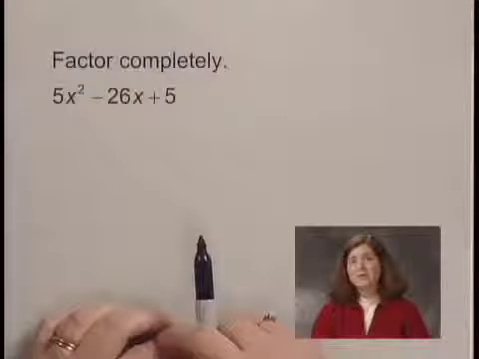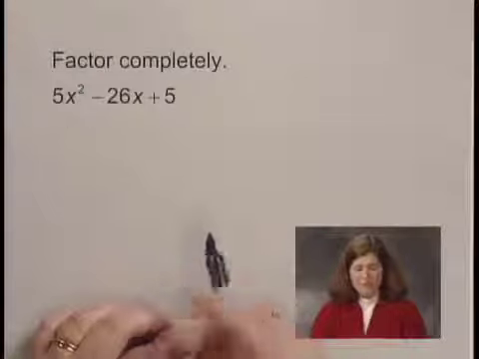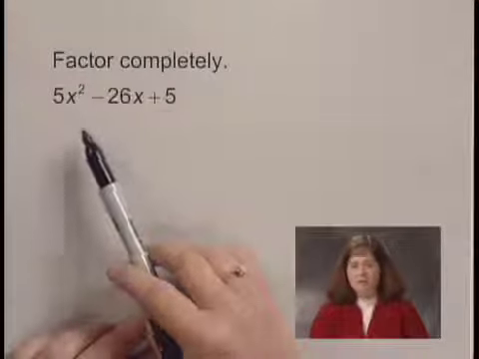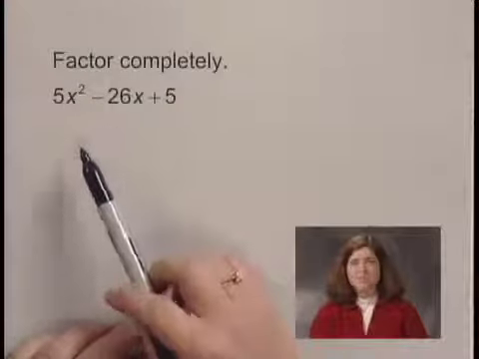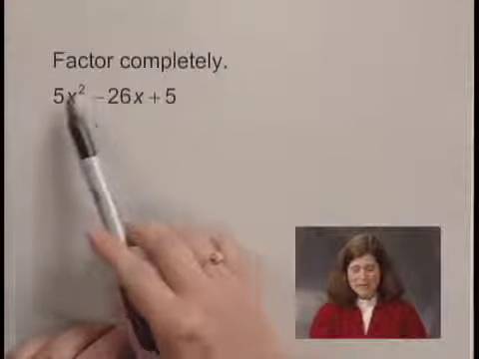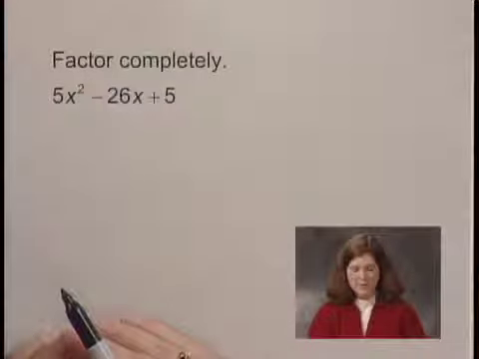In this problem, we'll factor a polynomial. We'll factor the polynomial 5x squared minus 26x plus 5. We first of all check to see if there are any common factors, and there are none. And we can check to see if we have a trinomial square. And since we don't have any terms that are perfect squares, we do not have a trinomial square.